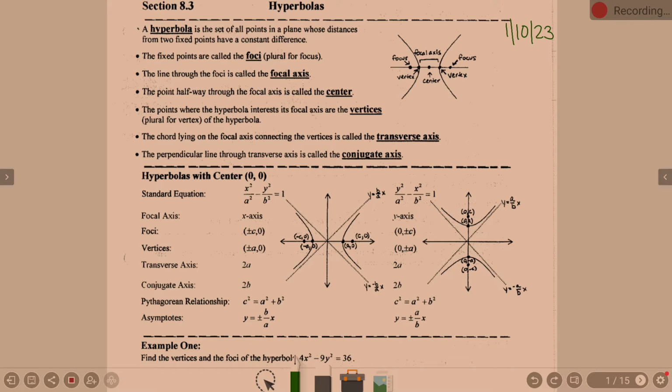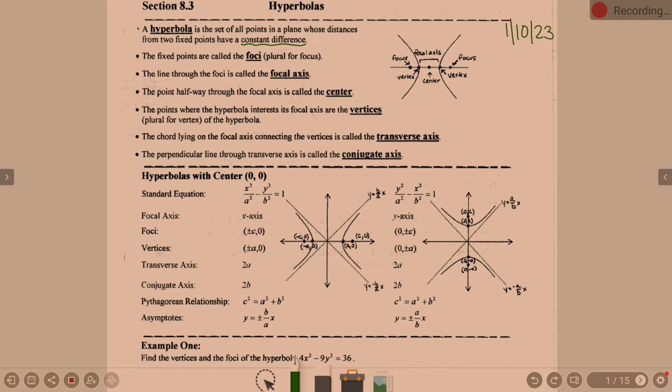So officially, a hyperbola is a set of all points in a plane whose distances from two fixed points have a constant difference. If you took the time to go back and compare this to the ellipse definition, ellipses were a constant sum. Okay? From the two foci, all the points have a constant sum. Well, this is going to be from the two foci, all the points have a constant difference. So they would have the same amount subtracted. The fixed points, again, are called the foci, or two focuses.